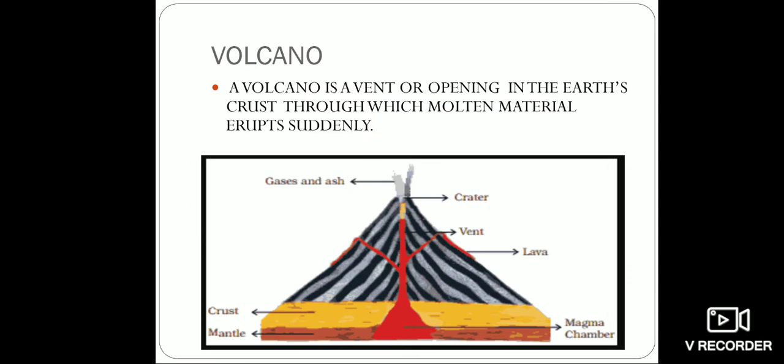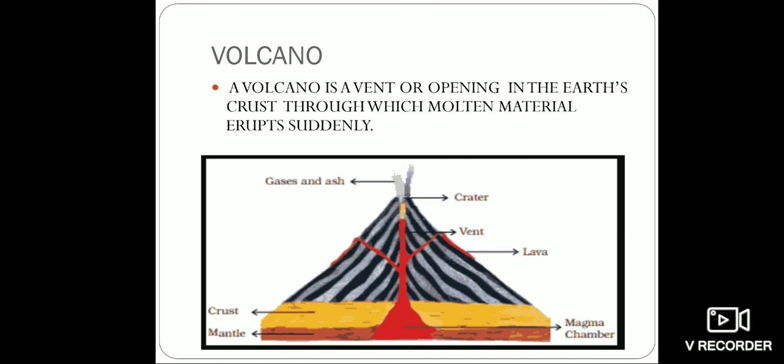Now, we are going to study a volcano. A volcano is a conical vent or opening in the earth's crust through which molten material erupts suddenly. As you can see in this picture, hot magma deep inside the earth, that is the magma chamber, finds its way towards the earth's surface and it cools down and solidifies. And again, this process repeats, which leads to the formation of a conical structure, which we call a volcano.